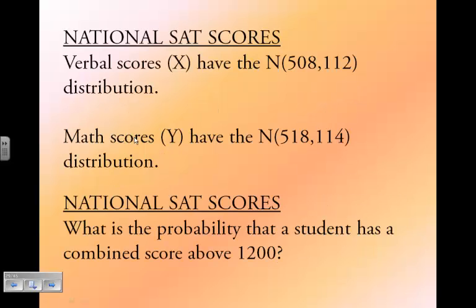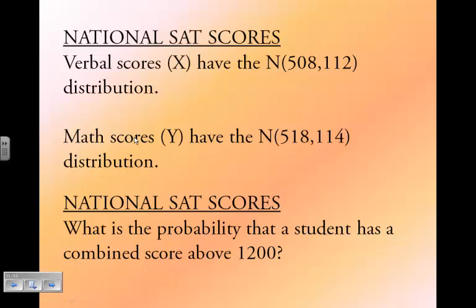Okay, so here's another example dealing with SAT scores. The verbal scores on the SAT have a normal distribution, that's what the capital N stands for, with a mean of 508 and a standard deviation of 112. The math scores have a normal distribution with a mean of 518 and a standard deviation of 114. What's the probability that a student has a combined score of above 1200?